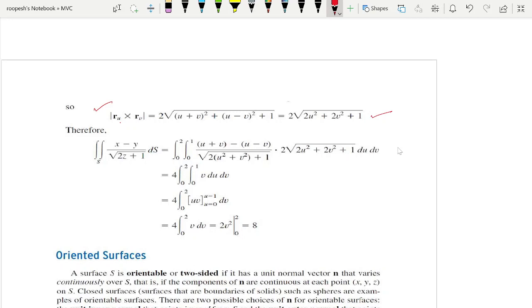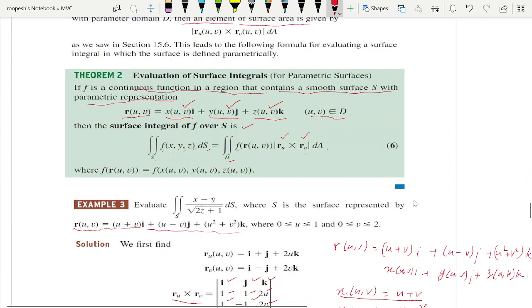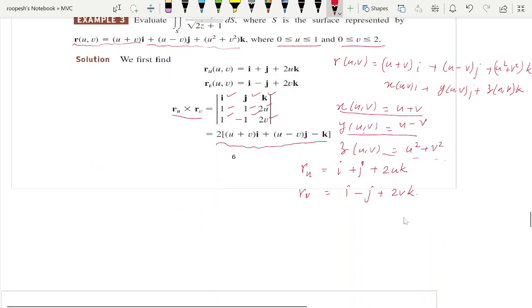You know that when a vector is given as xi plus yj plus zk, the modulus is going to be the square root of x squared plus y squared plus z squared. So in the same way, the double integral over S of (x minus y) times the square root of (2z plus 1) dS is equal to the integral from 0 to 2, integral from 0 to 1. Very good, these intervals are 0 to 2 and 0 to 1. Given u is changing from 0 to 1 and v is changing from 0 to 2.